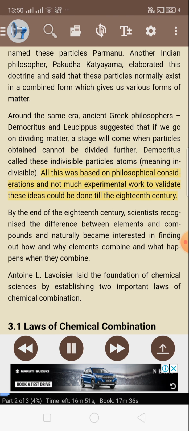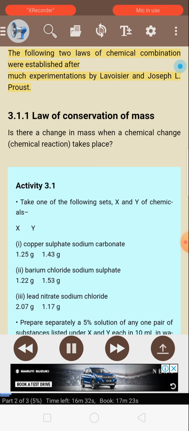the 18th century. By the end of the 18th century, scientists recognized the difference between elements and compounds and naturally became interested in finding out how and why elements combine and what happens when they combine. Antoine Lavoisier laid the foundation of chemical sciences by establishing two important laws of chemical combination. 3.1 Laws of chemical combination. The following two laws of chemical combination were established after much experimentation by Lavoisier and Joseph L. Proust.